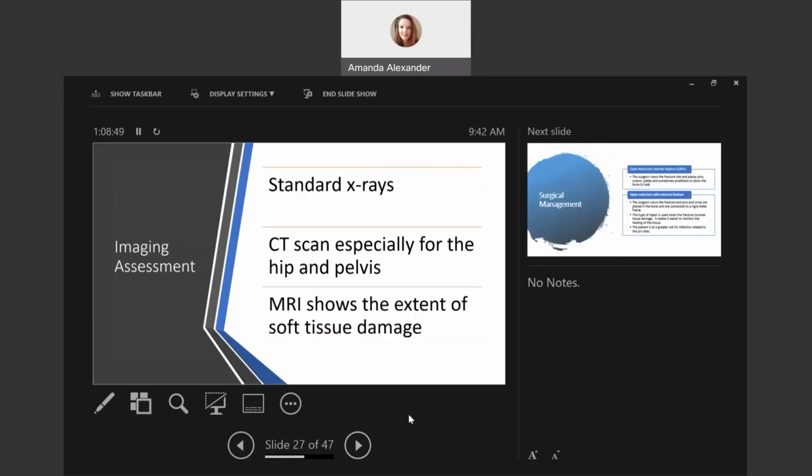Imaging assessments. When talking about what we're going to do to identify diagnosis, standard x-rays are performed. Sometimes CT scans will be performed, especially if the pain complaint is in the hip and pelvis, because we're going to look for soft tissue damage, such as any bladder damage, bowel damage, or any other organs in that area. MRI shows extent of soft tissue damage.